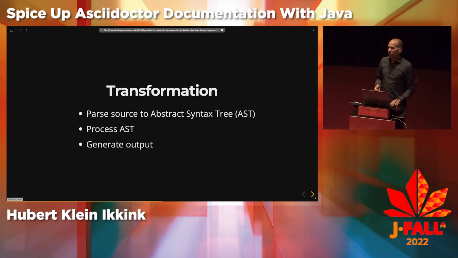So how does the transformation process actually work, both for Asciidoctor and Asciidoctor.j? It's roughly 3 steps. So you have your source, which is either a string or a file on your system.